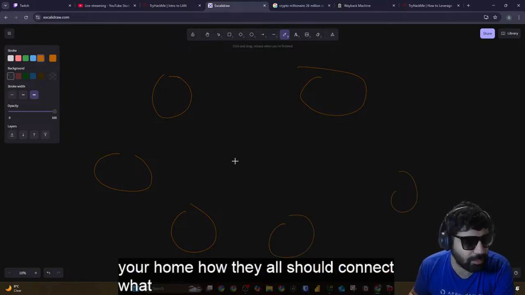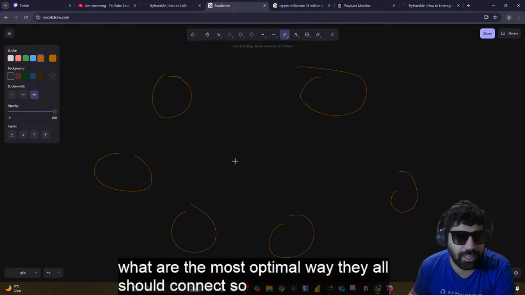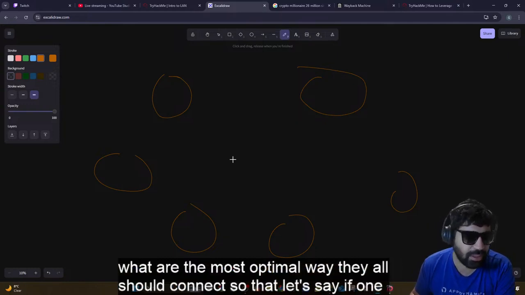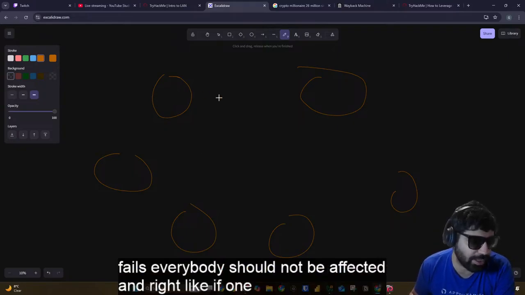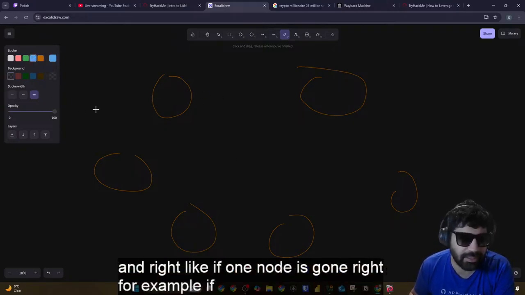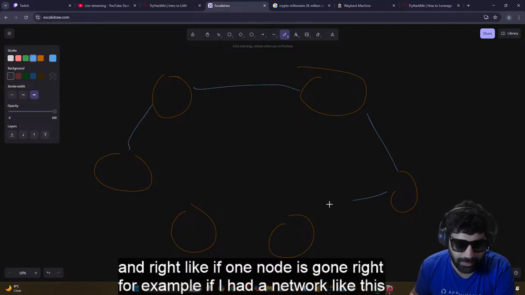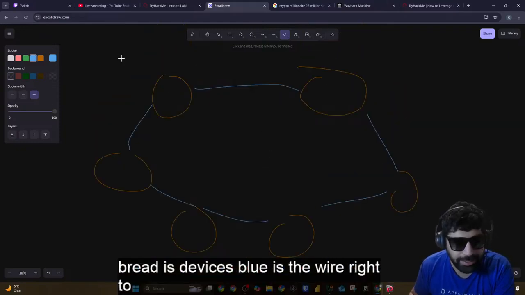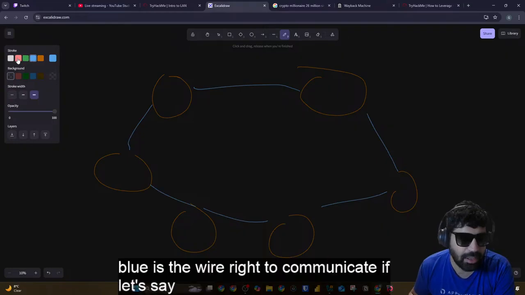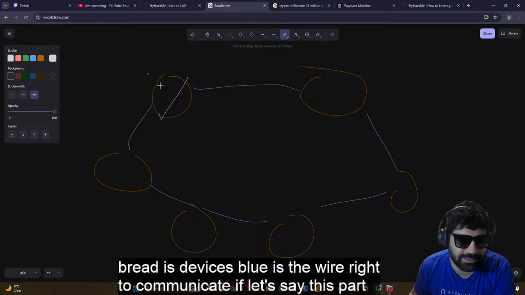What is the most optimal way they should all connect so that if one fails, everybody is not affected? Like if one node is gone. For example, if I had a network like this, red is devices, blue is the wire, to communicate. If let's say this part is gone, this device is not working anymore.